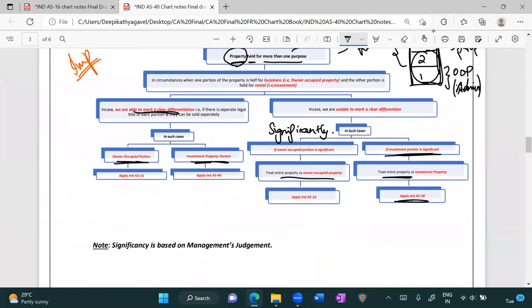Now, a very important note in this standard is, how do we determine whether it is a significant portion or not a significant portion? It clearly depends on the management's judgment. So this is an important concept.